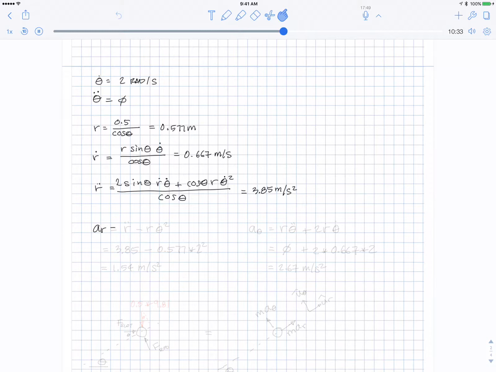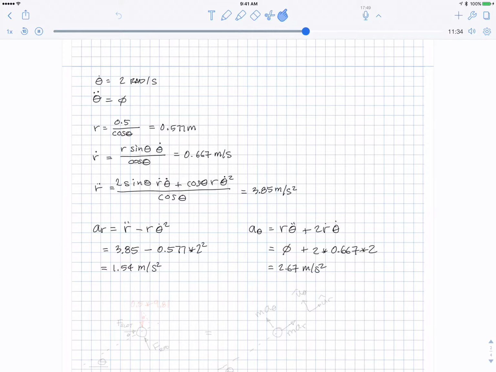The reason we were doing these things is that we needed the radial acceleration and the theta acceleration. a r is r double dot minus r theta dot squared, and a theta is r theta double dot plus 2 r dot theta dot. So you plug in the numbers: 3.85 minus 0.577 times 2 squared, and a theta equals r times 0, theta double dot being 0, plus 2 times r dot 0.667 times 2. Let me pause and run that through my calculator. That comes out to 1.54 meters per second squared, and 2.67 meters per second squared.